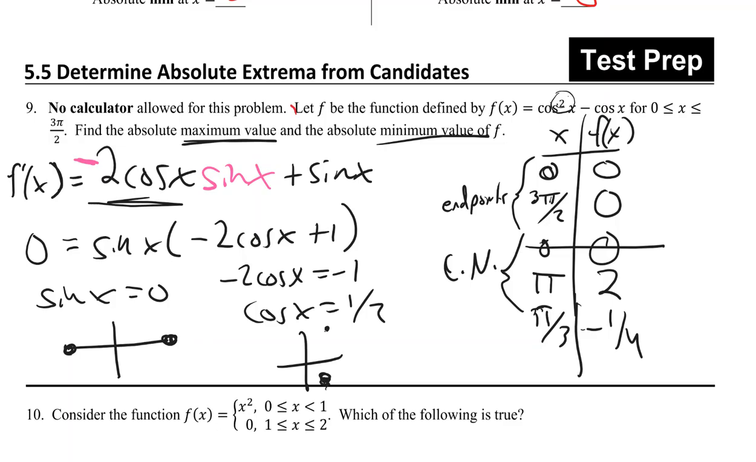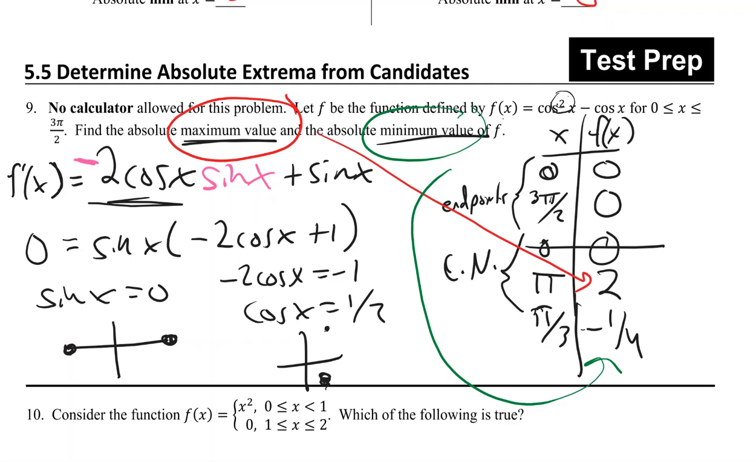So the absolute max was 2, because that's the biggest number sitting here, and the absolute min is negative 1/4. And I know I don't need to test any other x values because this is what extreme value theorem says. If you know which candidates to test, the endpoints and the critical numbers, then your absolute max and min are guaranteed to be sitting there waiting for you in the table.